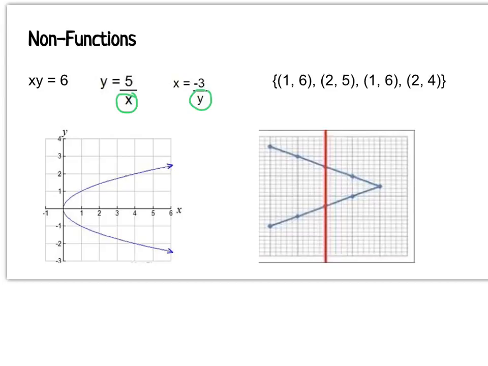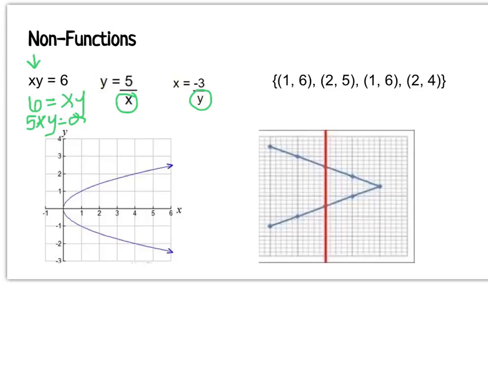Or when the variables x and y are multiplied by each other, it is not a function. So this could still be, if it was 6 equals xy, or maybe if it was 5xy equals 2, those would not be functions either. At any point when our x and y are multiplied, not a function.